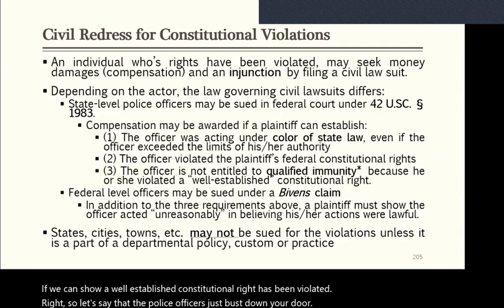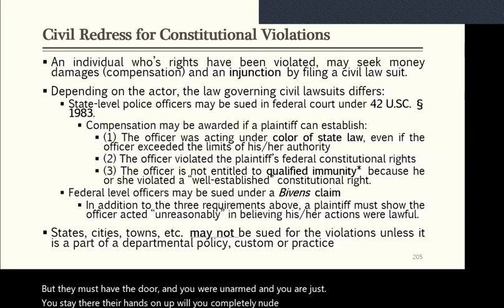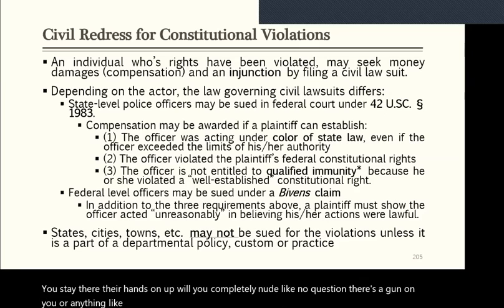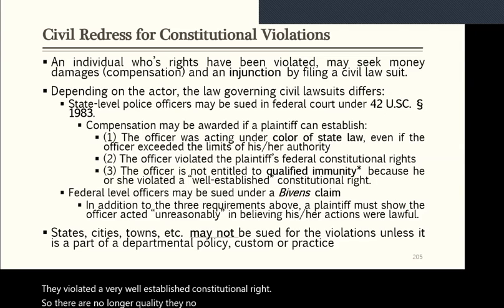Okay, maybe. But they bust down the door and you are unarmed and you're standing there, your hands up. Let's say you're completely nude, so there's no question there's a gun on you or anything like that. And then the officer comes up, tases you, and just starts beating the hell out of you. Right? At that point, they violated a very well-established constitutional right. So they no longer basically get qualified immunity, right?